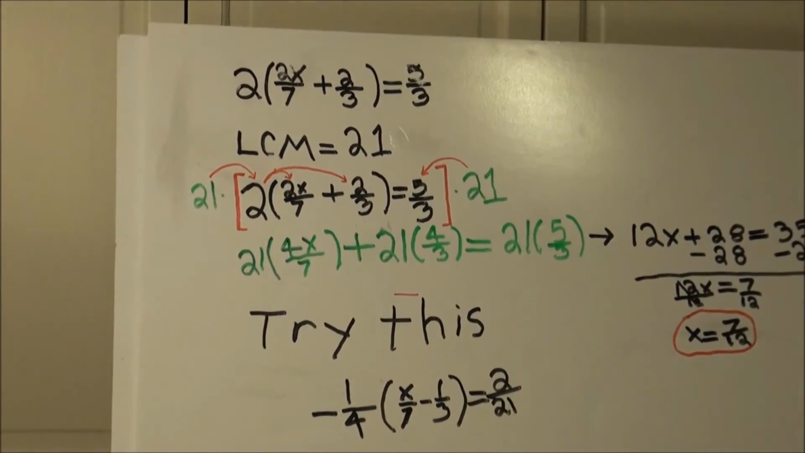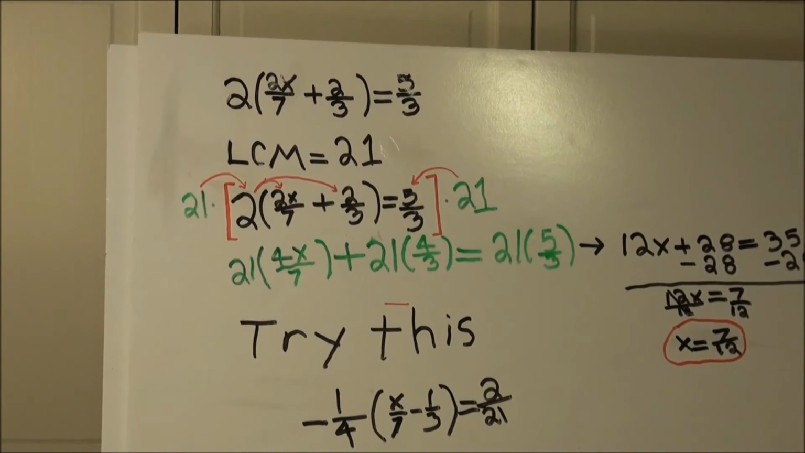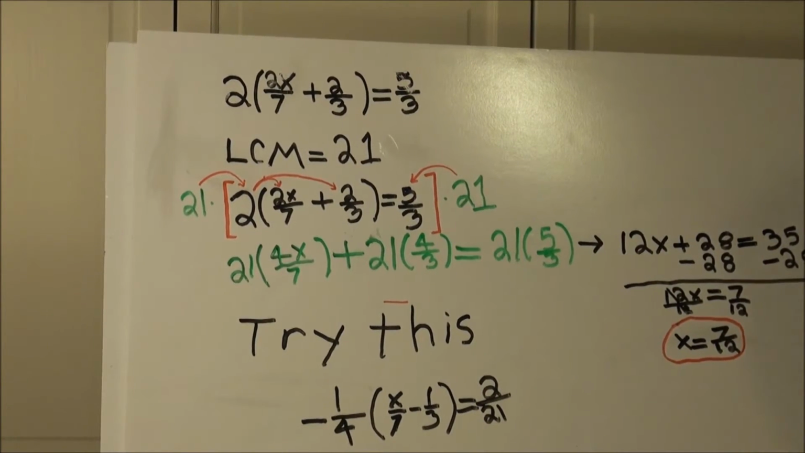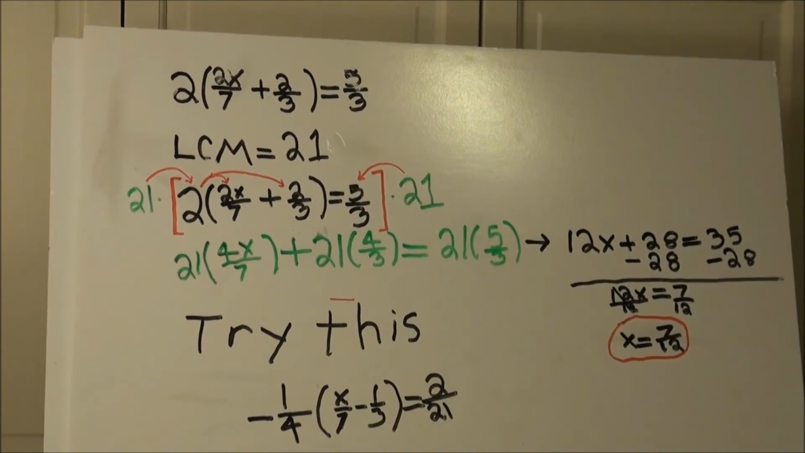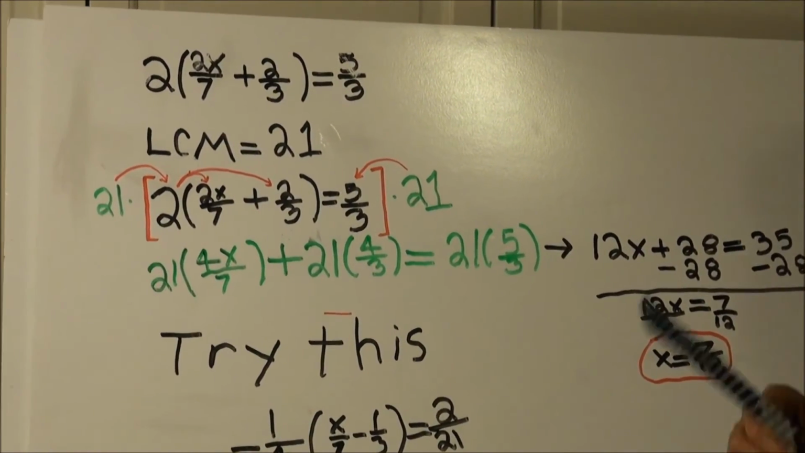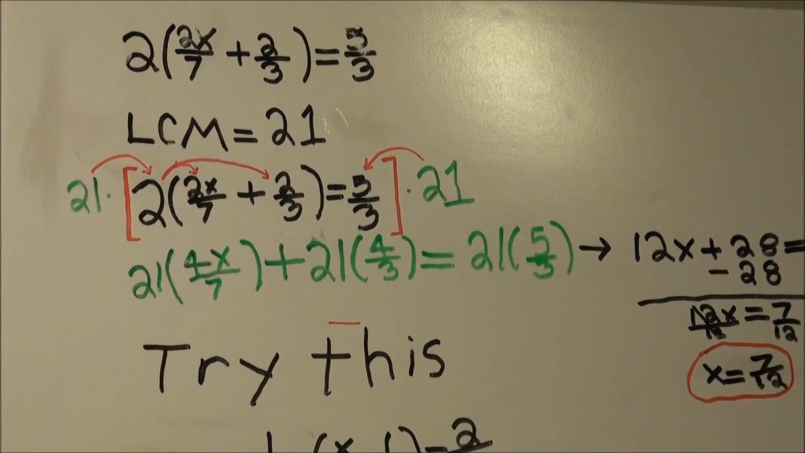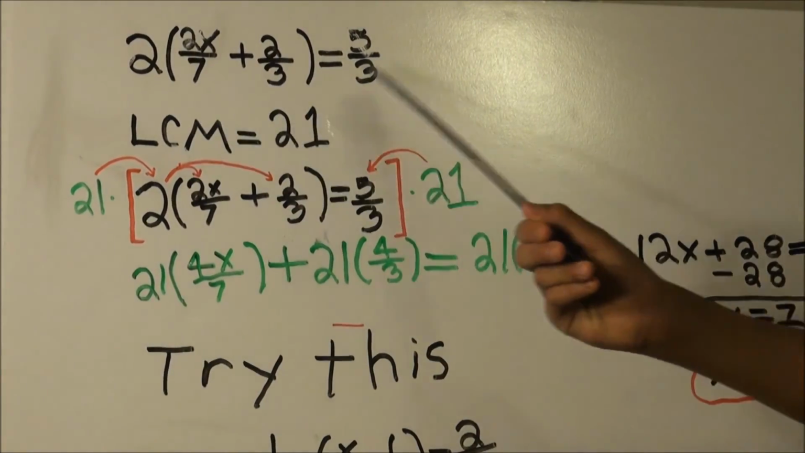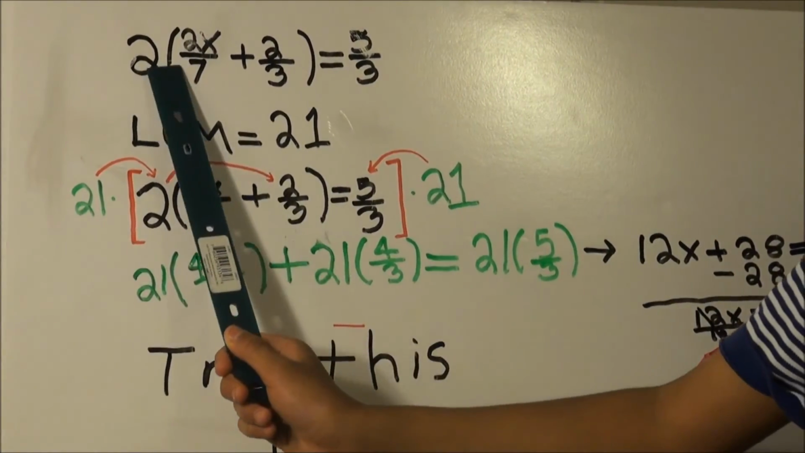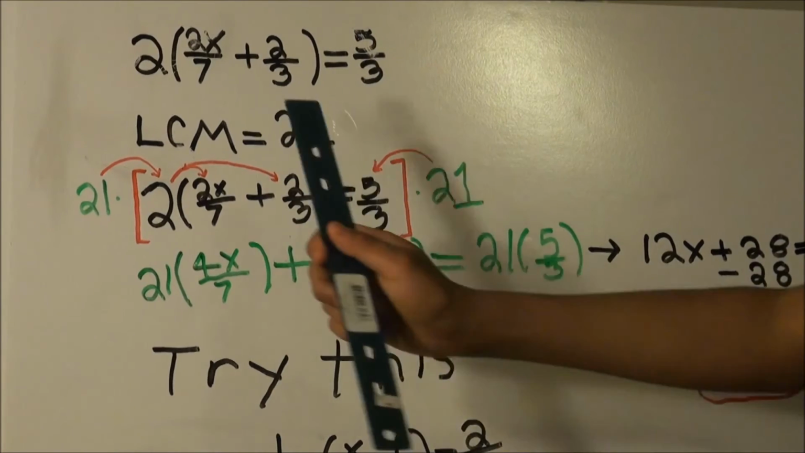So now, let's say you have a fraction in the parentheses, like here: 2 times the quantity of 2x over 7 plus 2 over 3 equals 5 over 3. To do that, you need to find the LCM, or lowest common multiple. The lowest common multiple is the number that all of these go into. And see this? We don't need to write that as a fraction, but you can if you want to make it easier for yourself. You can just write it over 1.